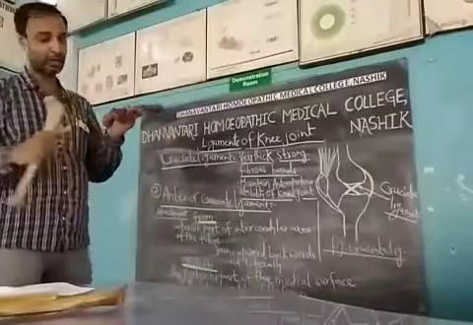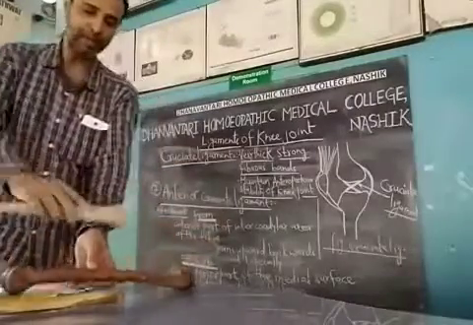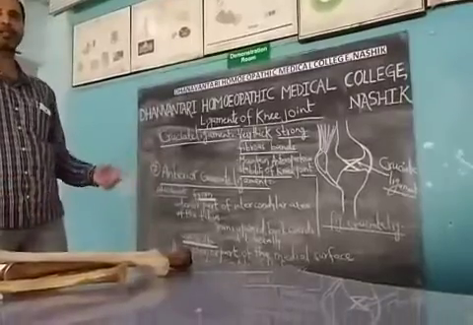So that's very important. So this way it goes cross obliquely. So this is about this attachment, and the opposite one, its counterpart, we will see, the posterior cruciate ligament.